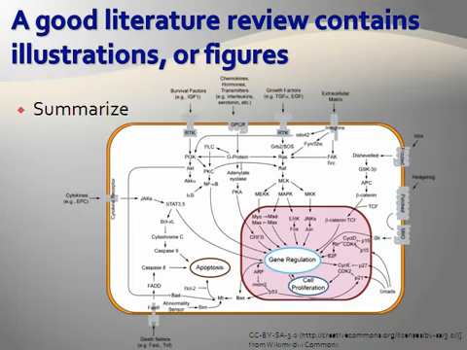Notice the main point of this summary figure is that these pathways work to control gene regulation, cell growth, and apoptosis, or programmed cell death.